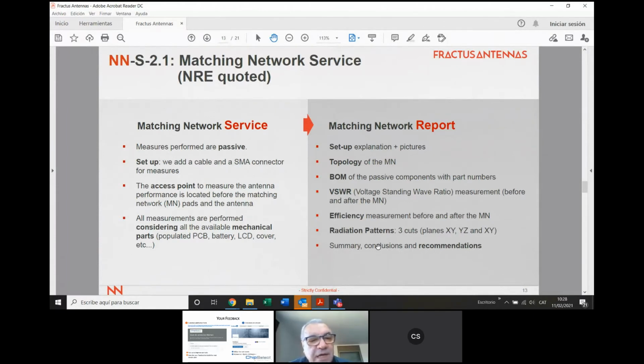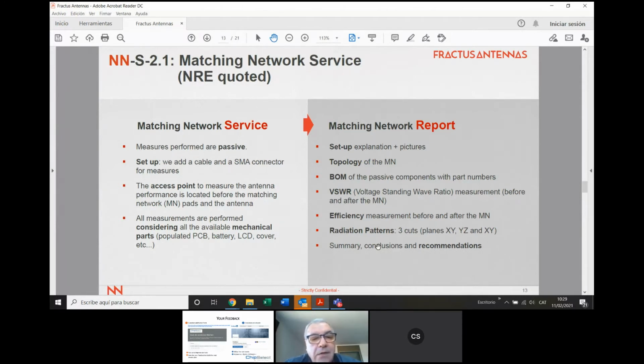Then we are making a setup in the device, in the PCB, and we are accessing the antenna with a cable, and we are soldering an SMA connector to make measurements in our lab, in the vector network analyzer, and in our anechoic chamber. Okay. The access point to measure the antenna performance is located before the matching network. So we are optimizing the antenna, including the matching network. Everything is optimized in order to get a very robust and stable solution.